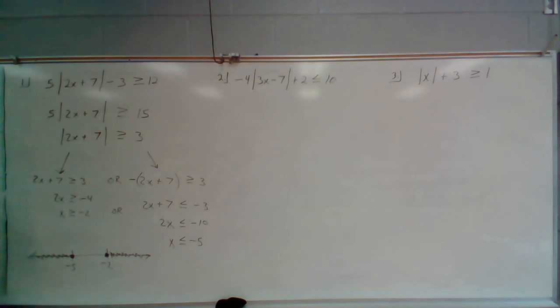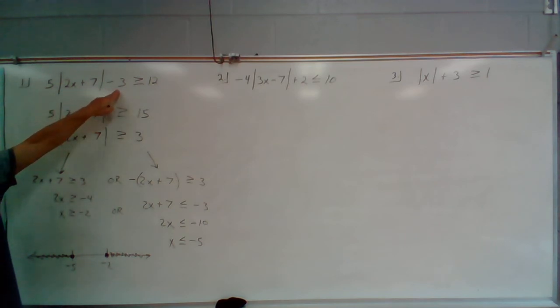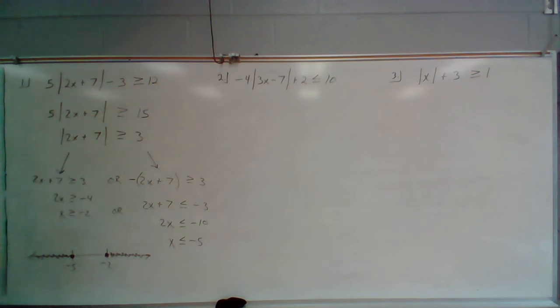All right, always check and make sure your solutions make sense. So let's put in maybe a -3, and that should not work. So if I put -3, that's -6 plus 7 is 1. Absolute value of 1 is 1. That's 5. 5 minus 3 is 2. 2 is not greater than or equal to 12. So that should not work.